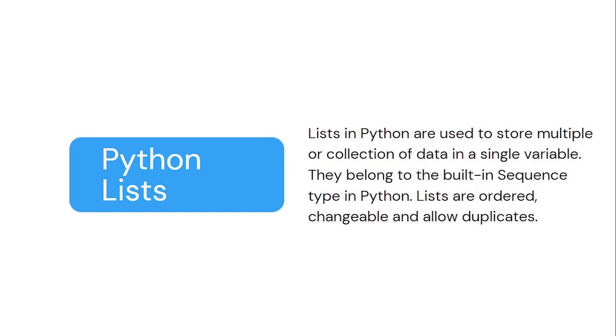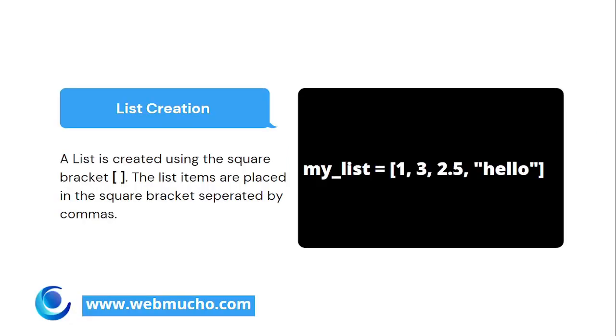Lists are ordered, and you can have duplicated items in a list. To create a list, you use the square brackets to denote a list, and lists can have multiple data types, like what you can see on my screen, where we store an integer, a float, and a string at the same time.